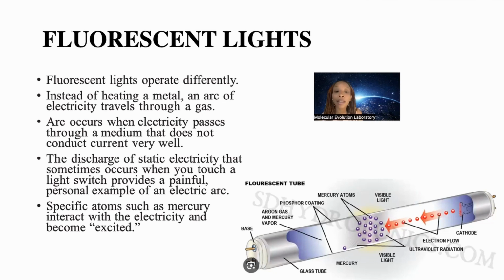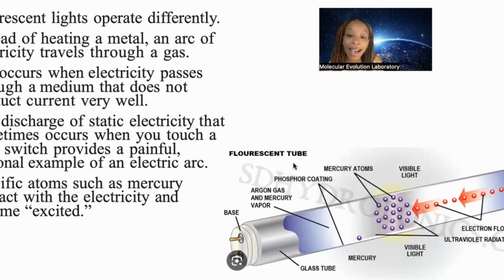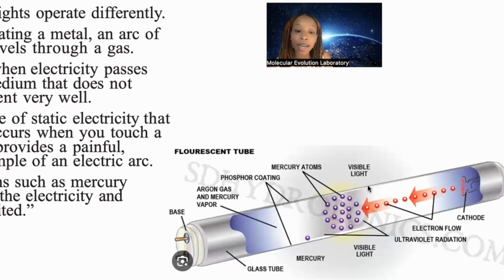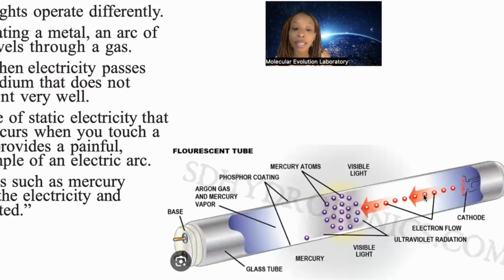Fluorescent lights operate differently. Instead of heating a metal, an arc of electricity travels through gas. So the arc occurs when electricity passes through a medium that does not conduct current very well. The discharge of static electricity that sometimes occurs when you touch a light switch provides a painful personal example of an electric arc. So here we can see specific atoms such as mercury interacting with electricity to become excited.